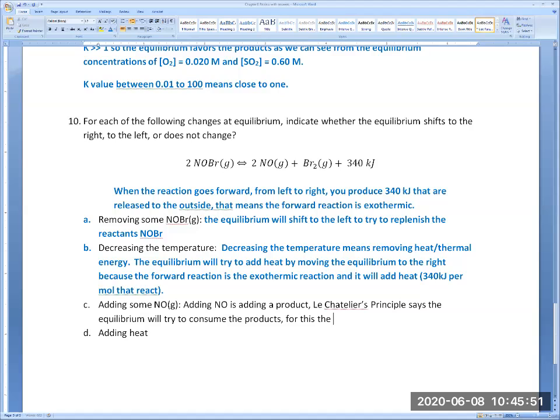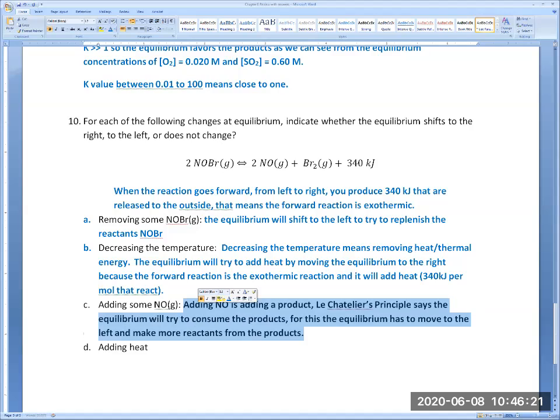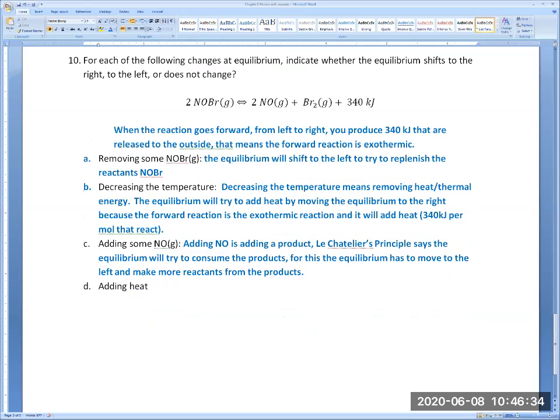And so for this, the equilibrium has to move to the left to consume the product and make more reactants from the products. So use those products and make more reactant, to consume the extra NO that you're adding to it. That's how you want to see it, or it tries to do the opposite of what the change brings. So whenever you're adding a product, you're feeding product, so that will push the equilibrium to the left. It will try to consume that product.